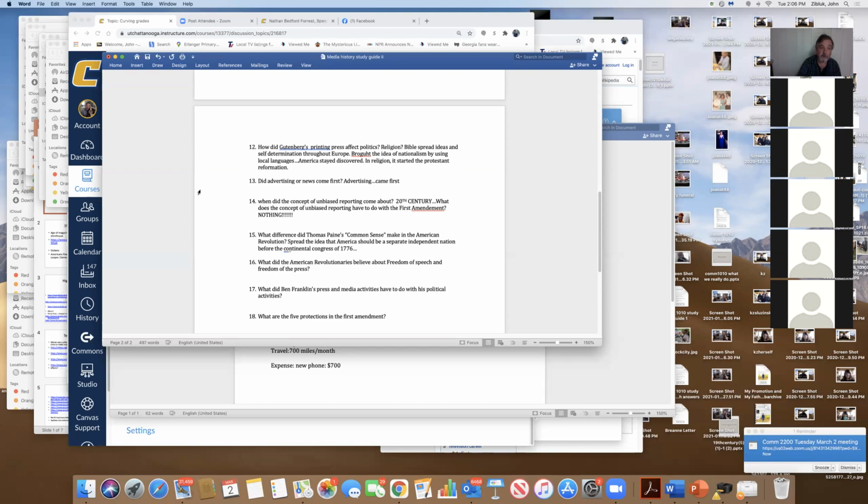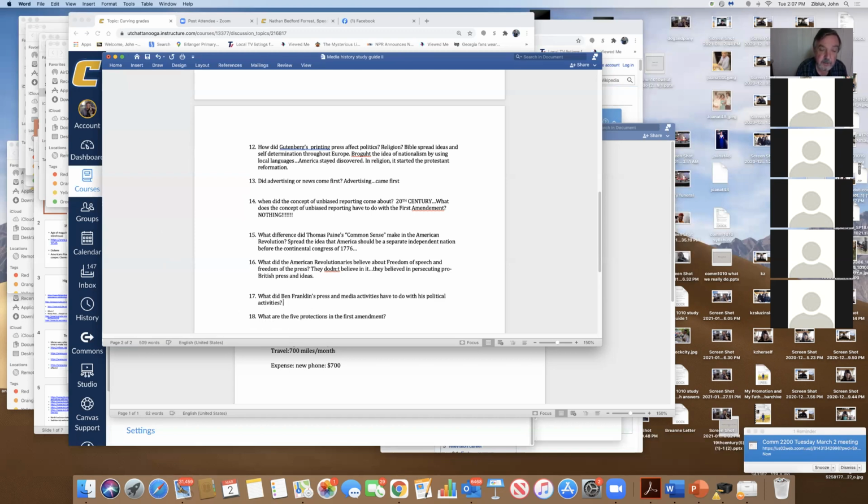What did the revolutionaries think about free speech? They didn't believe in it. They believed in persecuting pro-British press and ideas. The revolutionaries did not care about free speech. They just wanted their own speech. Free speech came later.